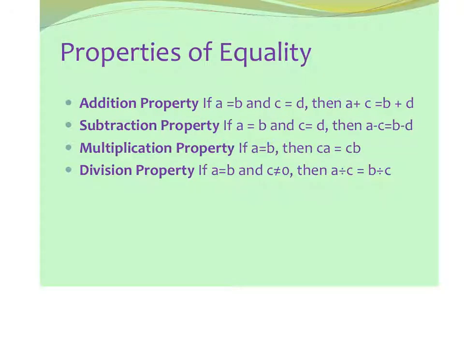Okay, so again, these are your properties of equality. You have your addition property when you add the same number to both sides, subtraction property when you subtract, multiplication when you multiply, and then division when you divide by the same number on both sides. We will use these properties to justify our statements when writing an algebraic proof. Anybody still need the slide?